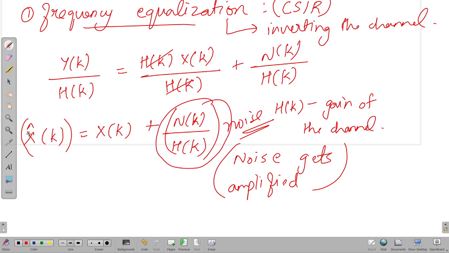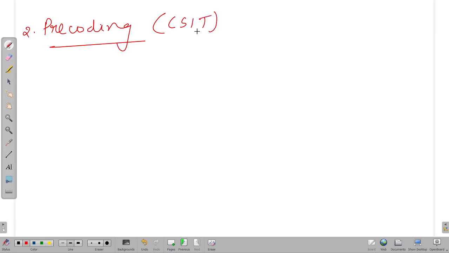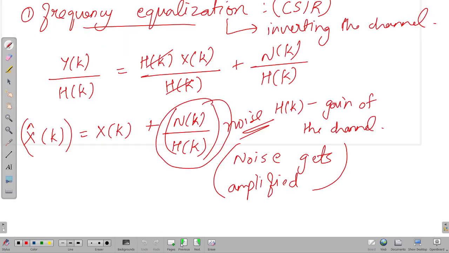Second method is called pre-coding. Pre-coding needs channel state information at the transmitter. Channel state information needs to be known at the transmitter. In frequency equalization, we were equalizing at the receiver. At the receiver, when you receive the signal, we are trying to invert the effect of the channel, and we are able to get this estimate of the transmitted signal.